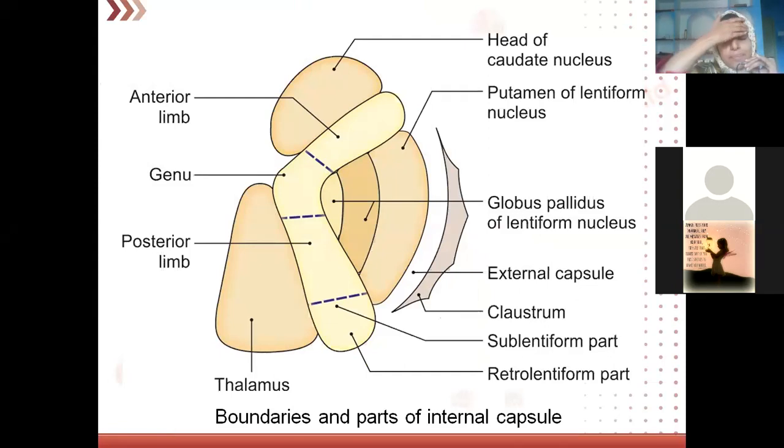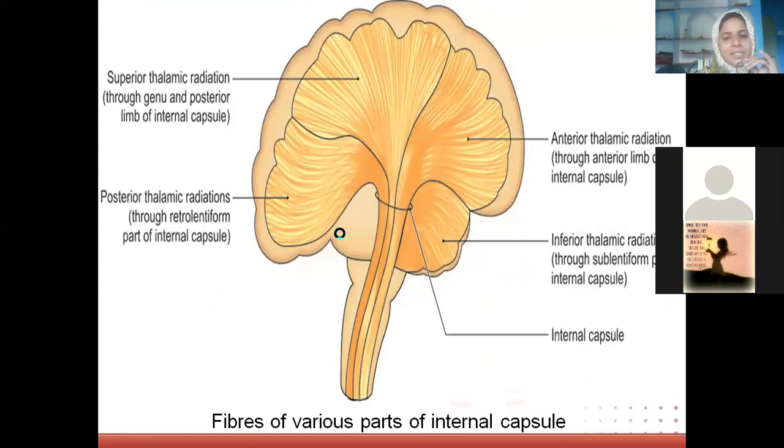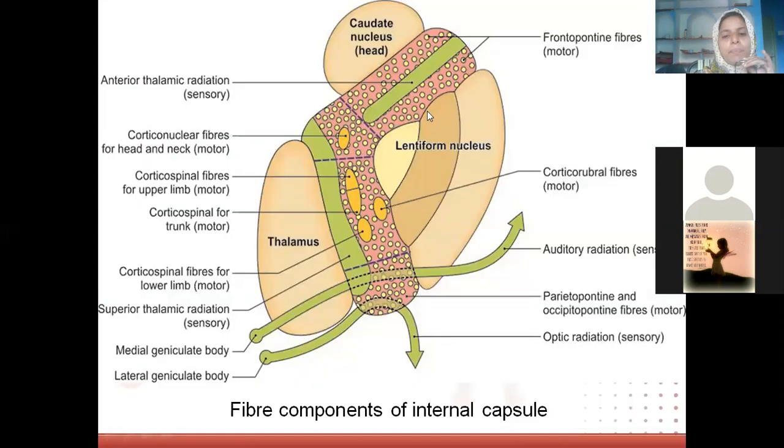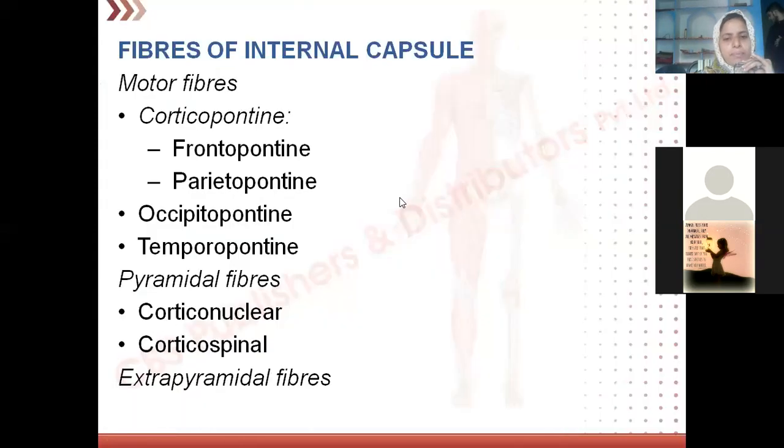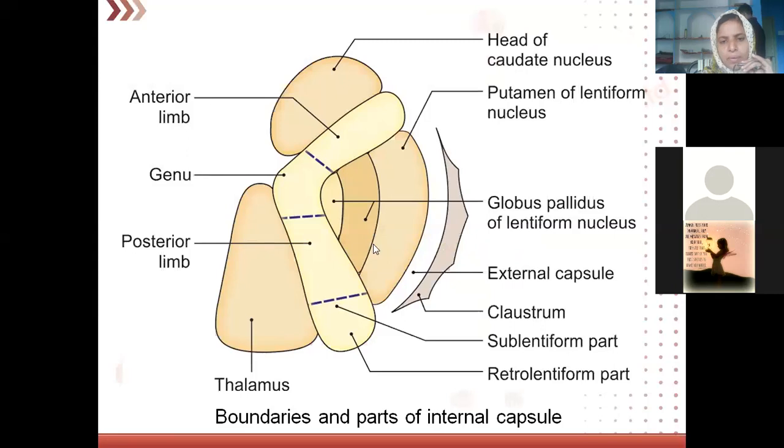Because internal capsule is an essay question, both in anatomy and physiology. Okay, beta? So, without fail, practice this. You choose which is easy for you. Either this or this. This picture is actually showing tracts also. But if you think tracts are too much, then at least you draw this picture. This is enough, the first one. Okay?